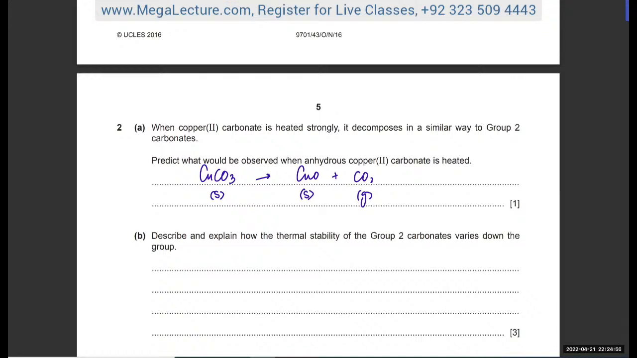What's the color of copper oxide? What's the color of copper carbonate? Copper oxide is black in color, and copper carbonate is green. The colors of copper carbonate are not really in your course, but you should know it from O level. You've studied this in O levels. Copper oxide is black in color.